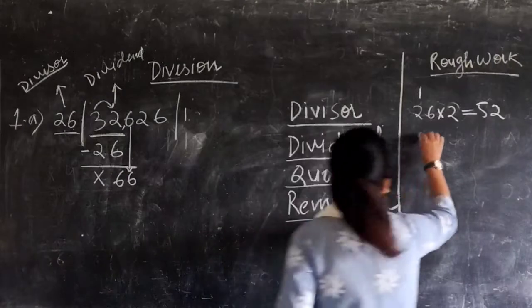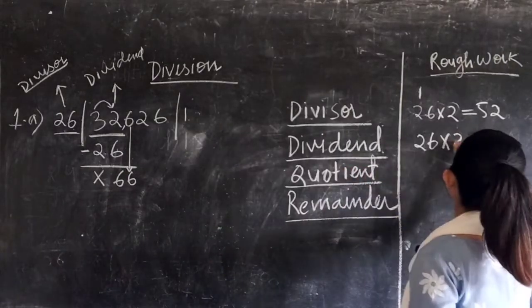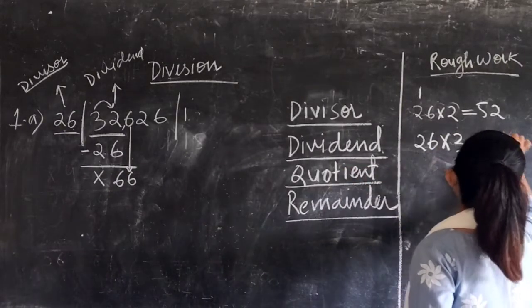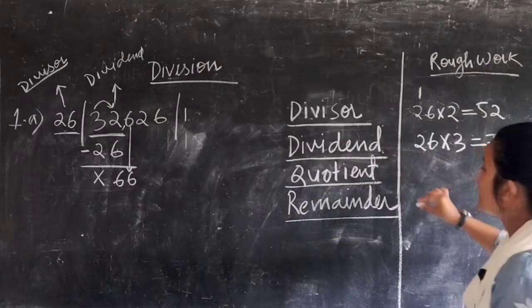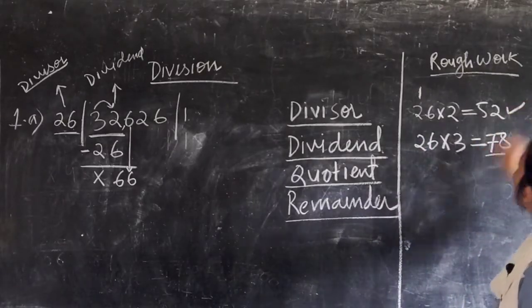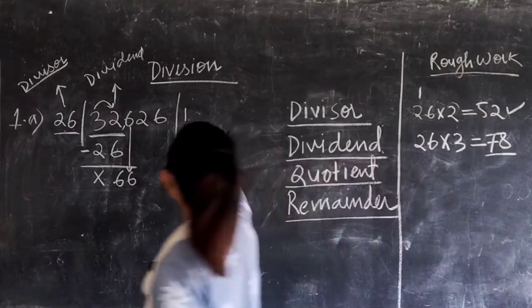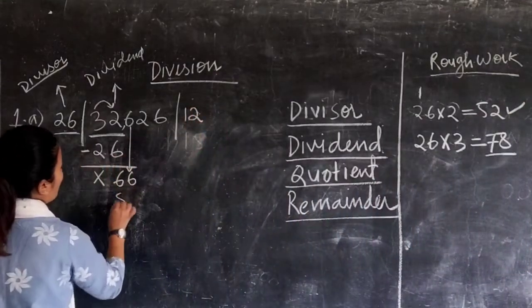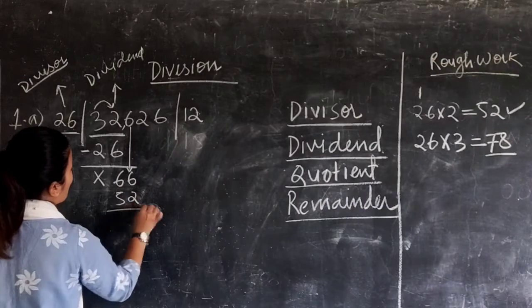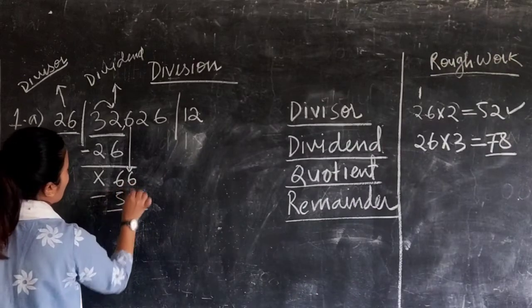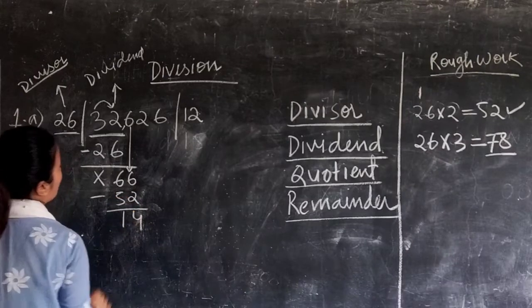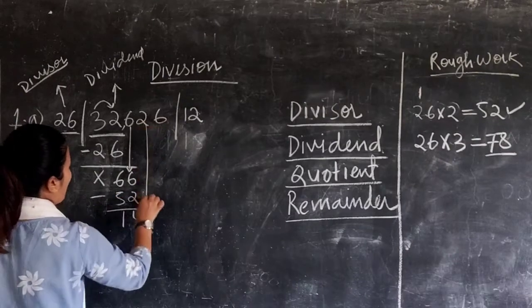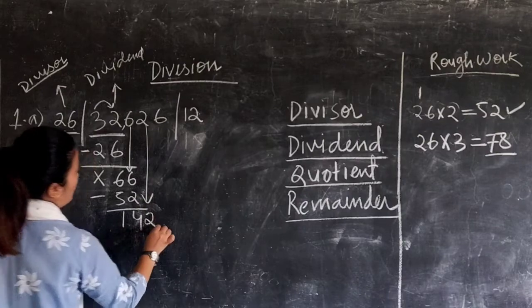So now 26 into 3 would give you 6 threes are 18, 3 twos are 6, 1, 7. So 78 is more than 66. So the number above it, what is it? 26 twos are 52. So again subtraction, 6 minus 2 is 4, 6 minus 5 is 1. So you will carry forward downwards 2.